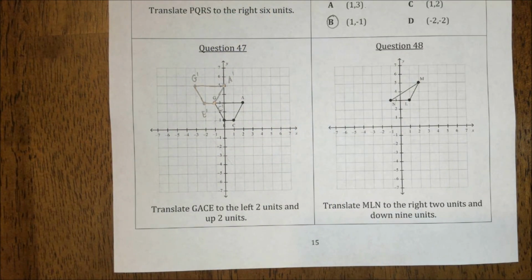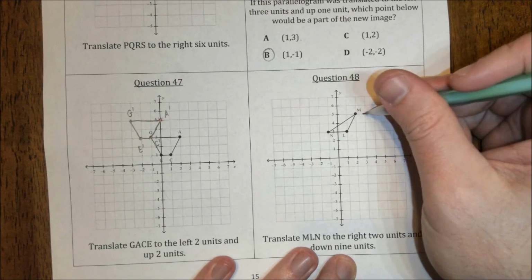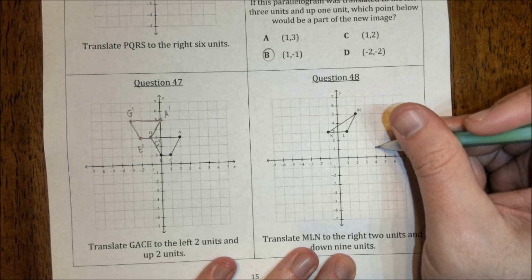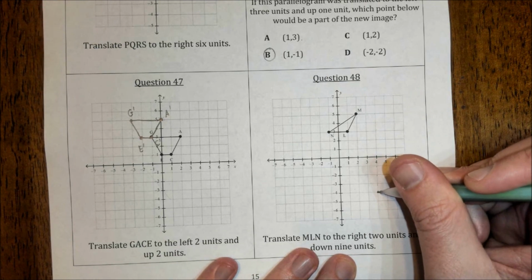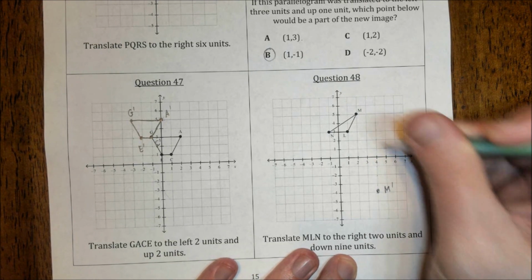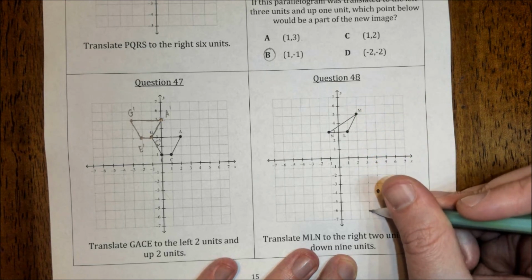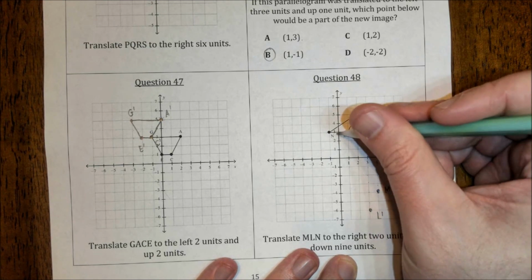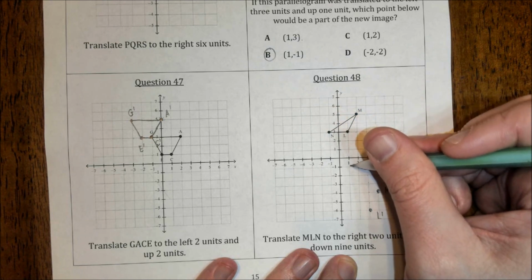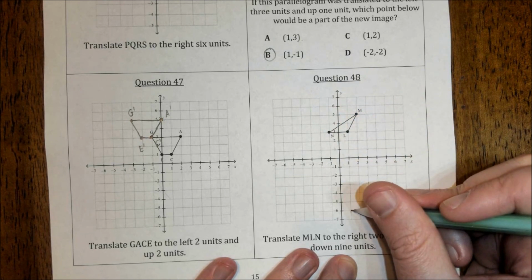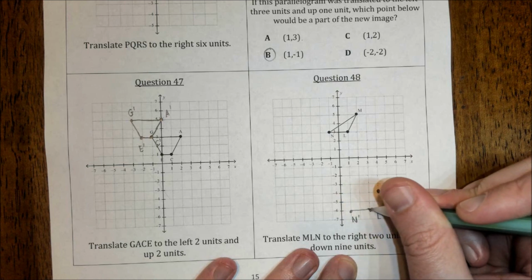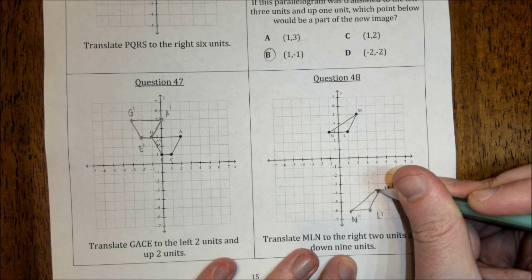Question 48. Translate MLN to the right 2 and down 9. Right 2, down 9. Connect, and we have our new image.